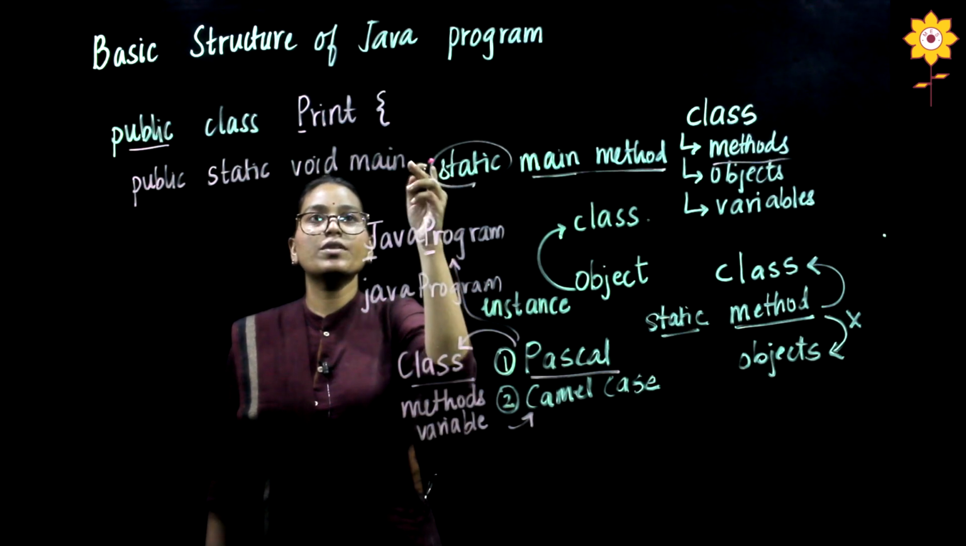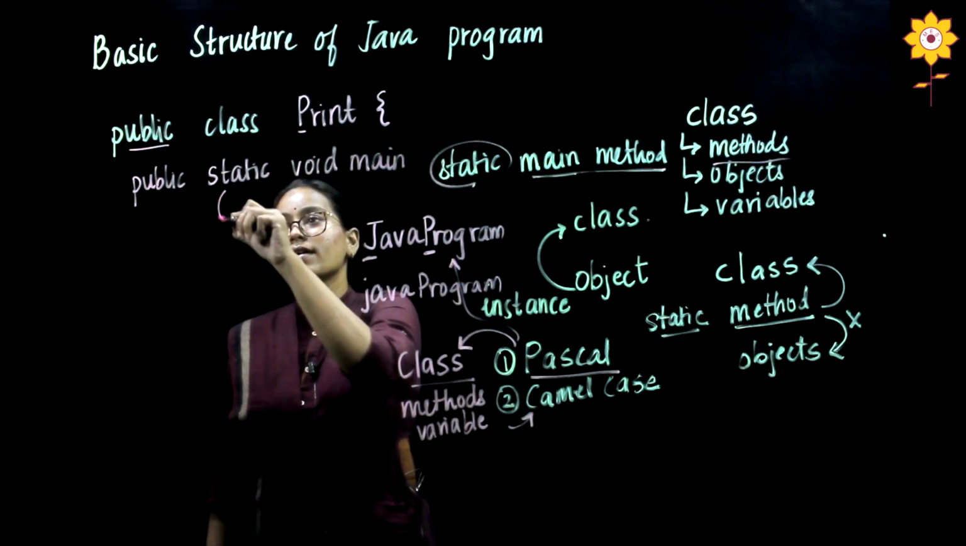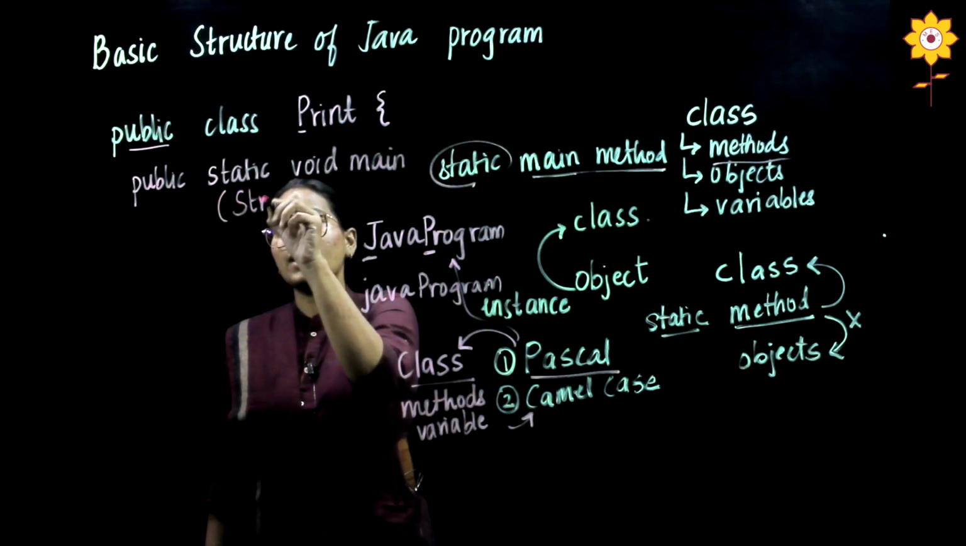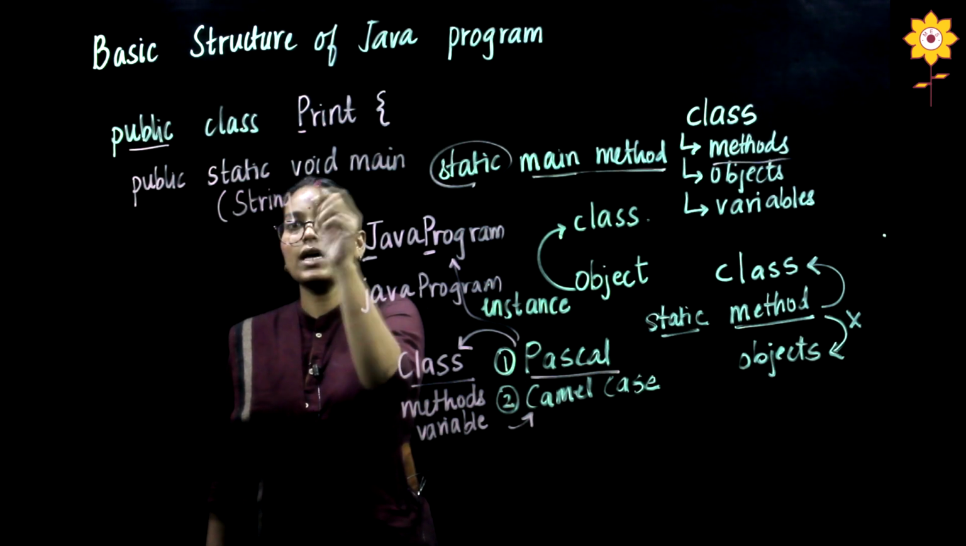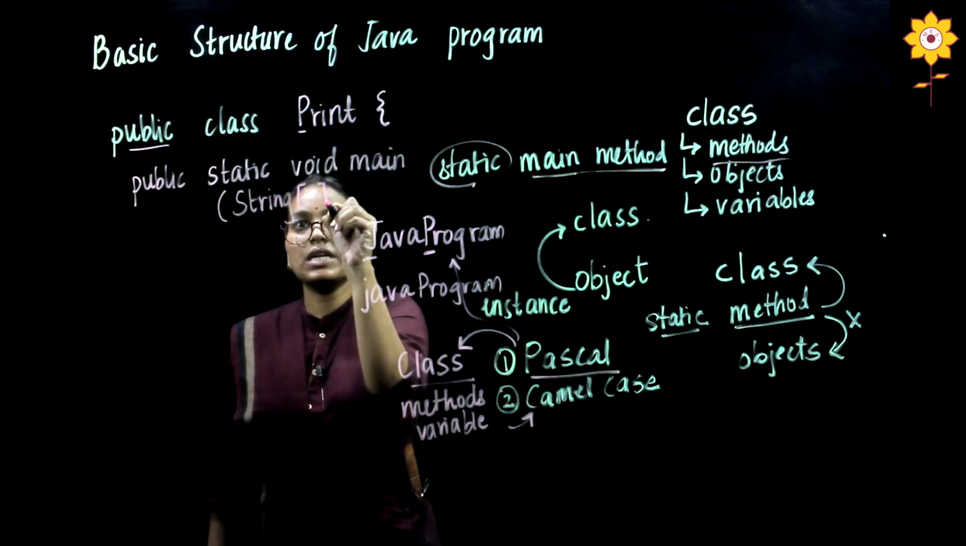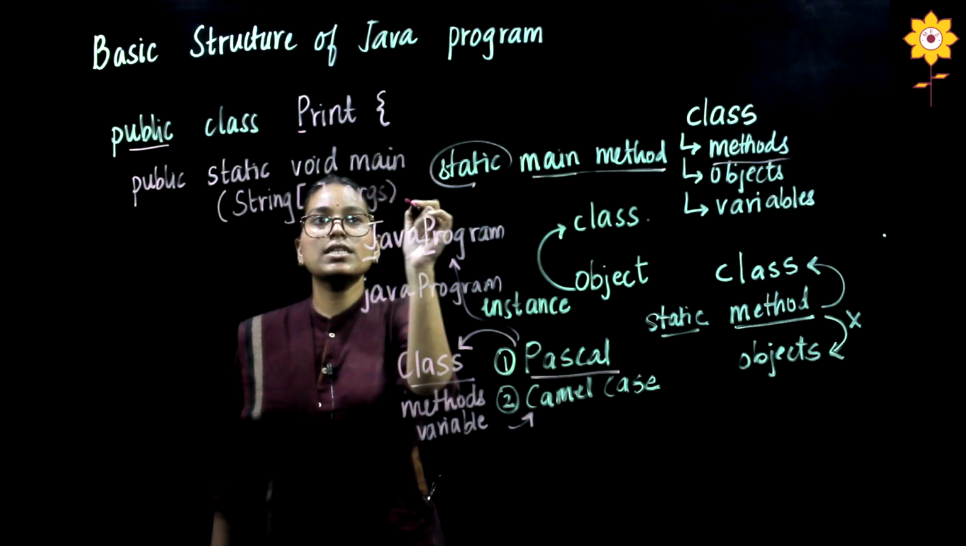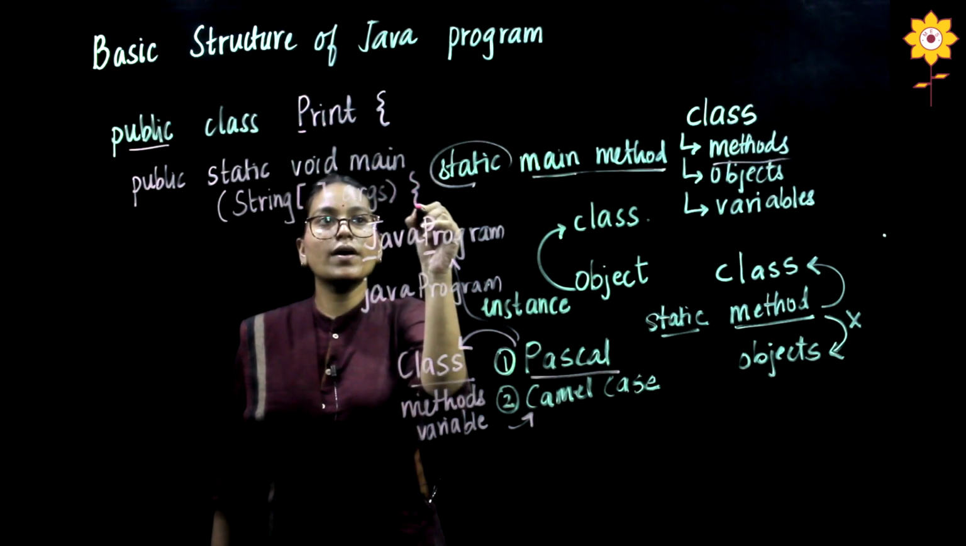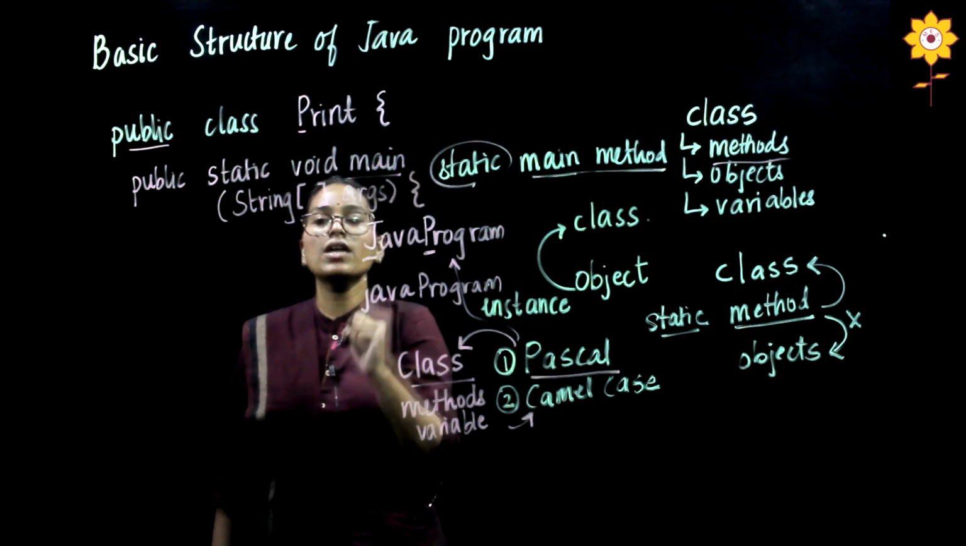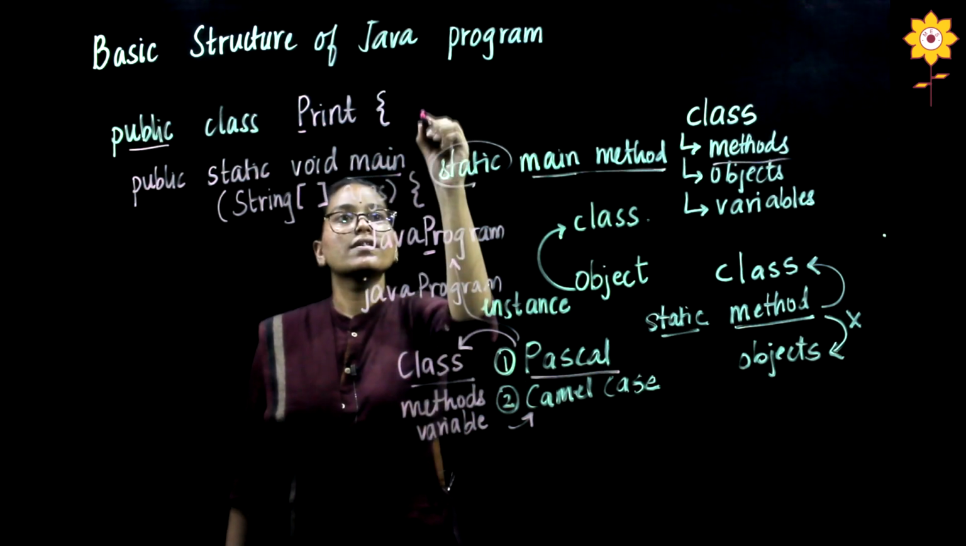And then after main we write String, S is capital. Then we create an empty array and then we write args. So, now what is this for? And then we open a curly brace, meaning we are opening our main method.